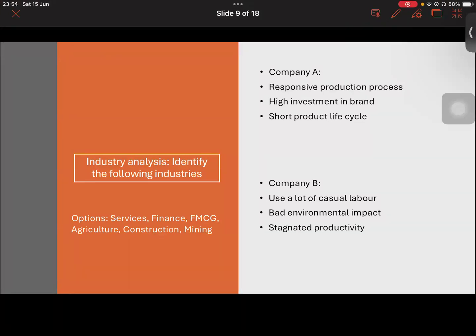Okay, so company B could be construction or mining. However, they don't give you the option of mining, so it must be construction. Okay, actually, I base these descriptions on real exam questions, and if you can identify the correct industry here, then you can finish the exam with this kind of question with ease.